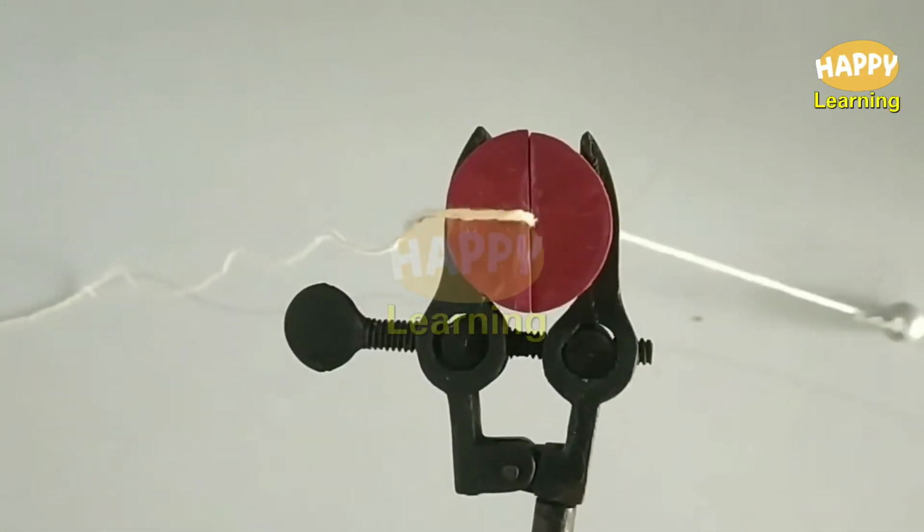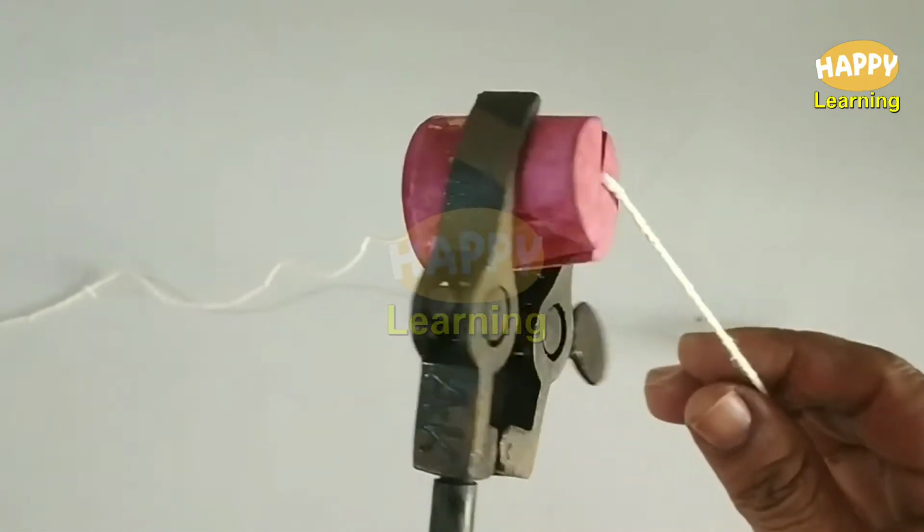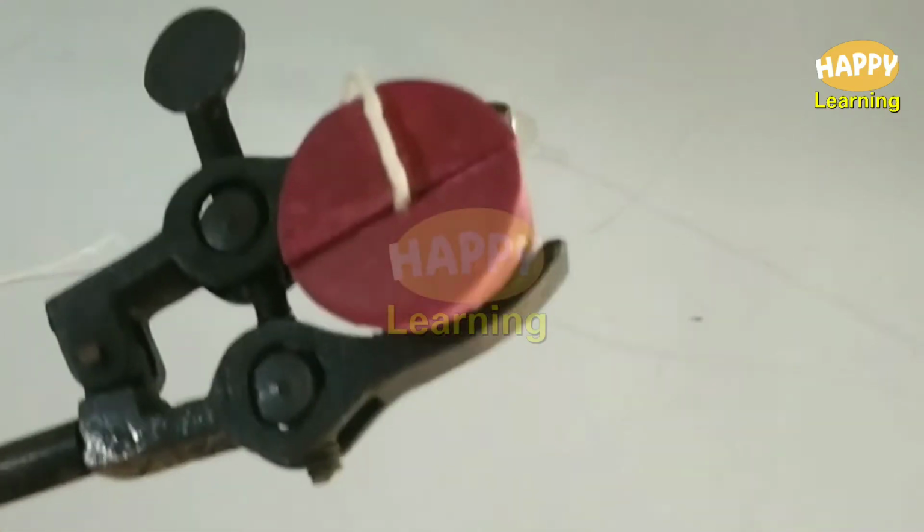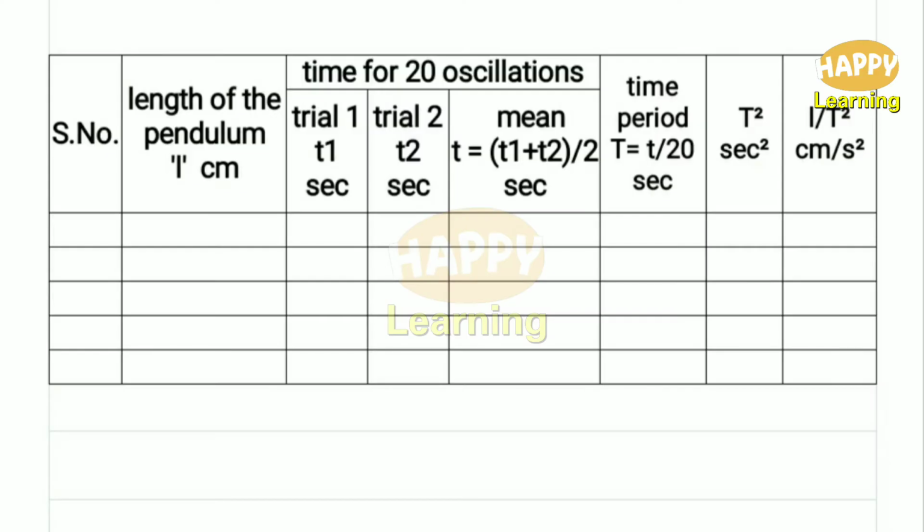This is how the bob is tied to a string and the string is carried through slotted rubber and the rubber is fixed in the retort stand. This is the table we are using for this experiment.